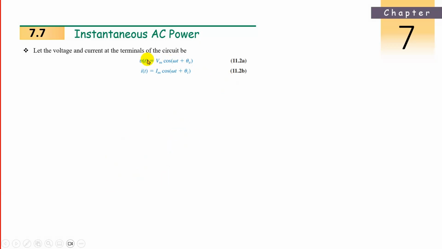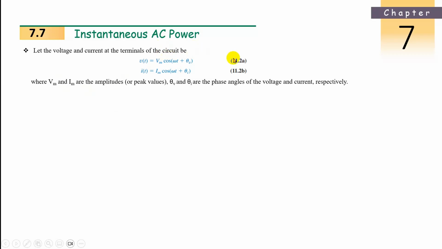So V of t is Vm cos(omega t plus theta V). It can be plus or minus, it depends. Theta V is related to the voltage phase angle: how much it is lagging or leading depends on it. Im goes with theta I, but the remaining is the same. Cos and cos, now multiply V and I. Vm and Im are the amplitudes, the maximum peak values of the sinusoids, and theta V and theta I are the phase angles of the voltage and current respectively, measured from zero.